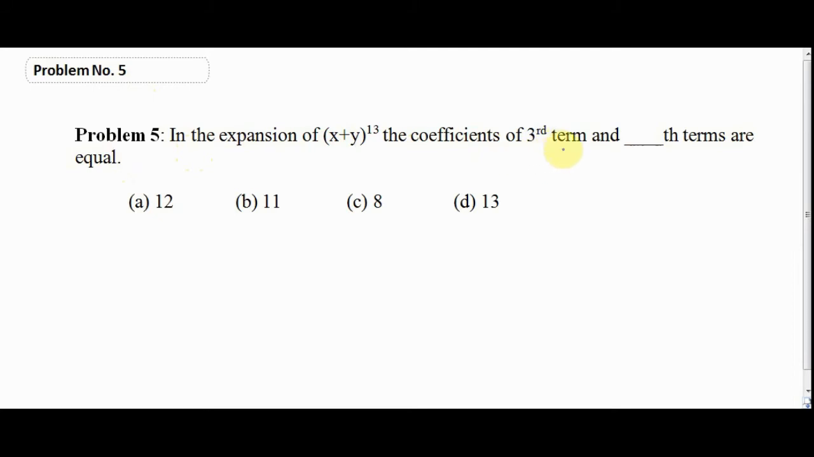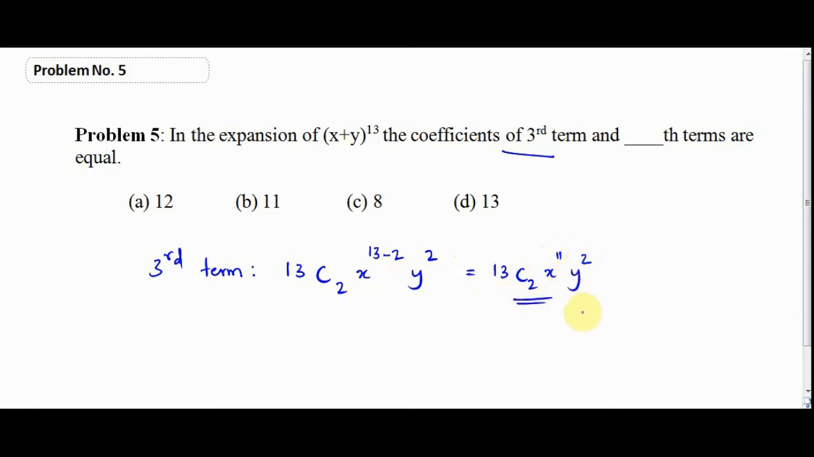Okay, so we are asked to find the coefficient of the term which has a coefficient value equal to that of the third term. Let's see what the third term in the expansion is. The third term will be 13C2 x raised to 13 minus 3 minus 1, so that is 13 minus 2, into y raised to 3 minus 1, that is 2. So it is 13C2 x raised to 11 into y raised to 2. That comes as the third term in the expansion.